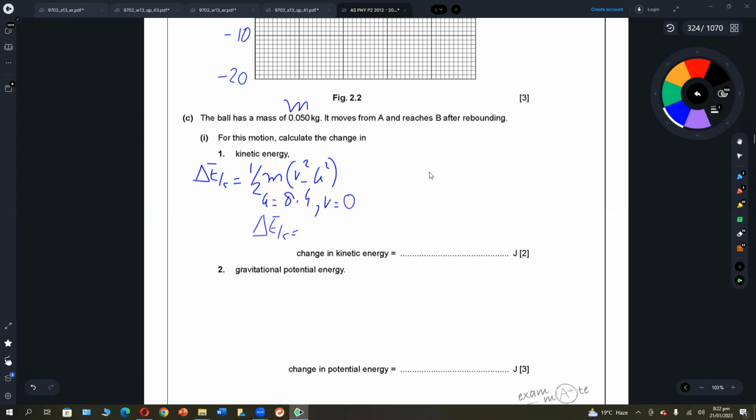I need to find the change in kinetic energy. So I have made the data. You calculate it and give it to me.